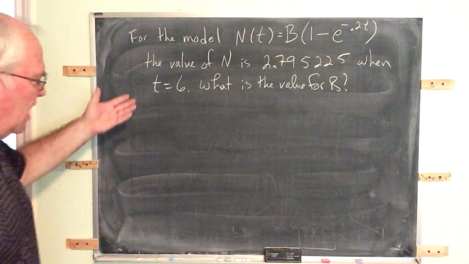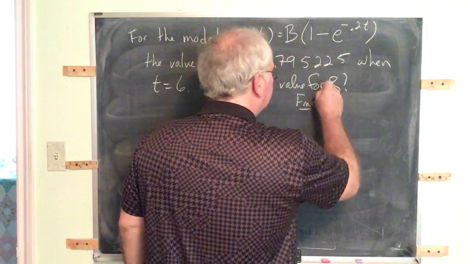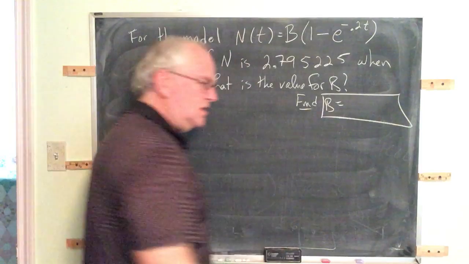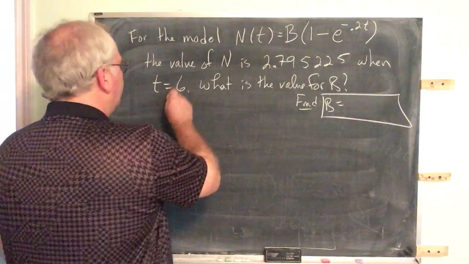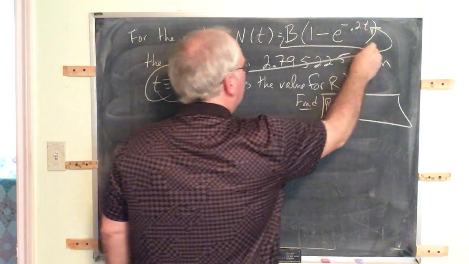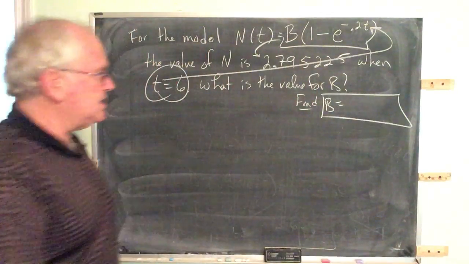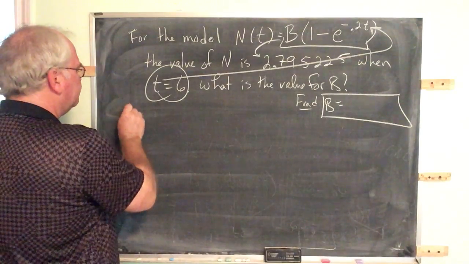So the question is, what value of b will cause that monstrous number to occur when t is equal to 6? Just like before, here we're going to find b. We're not done until we find our value for b. So we set up the condition we're given and then back solve. The condition is when we substitute t equals 6 into here, that expression is equal to this 2.79 yada yada yada.